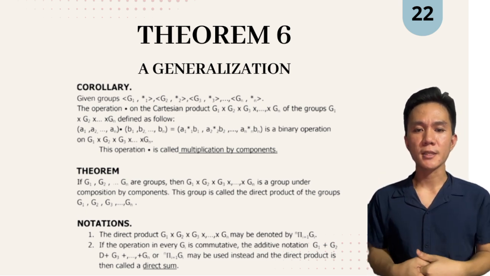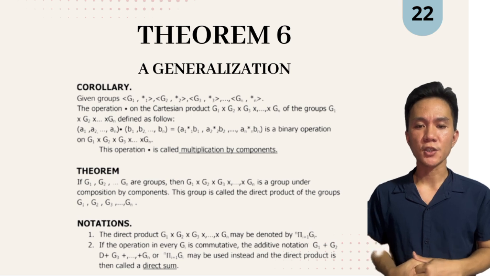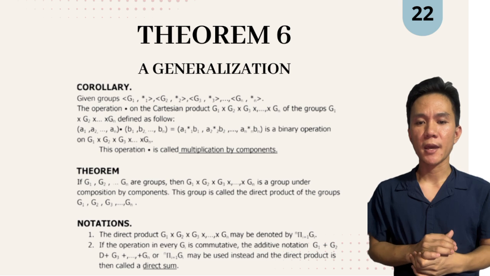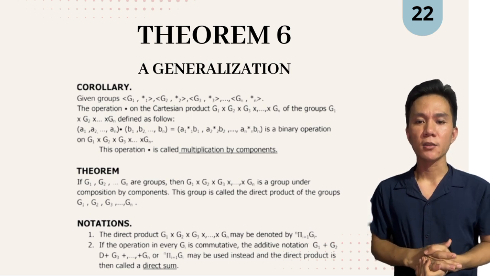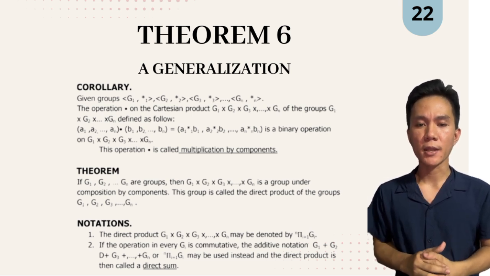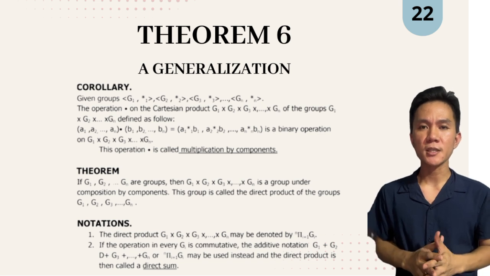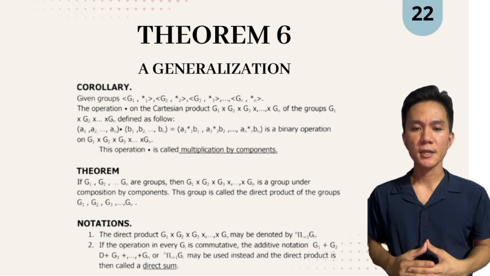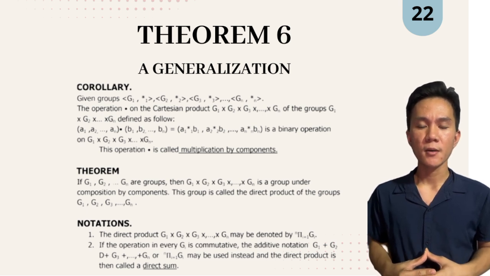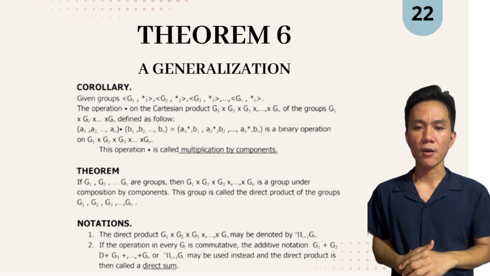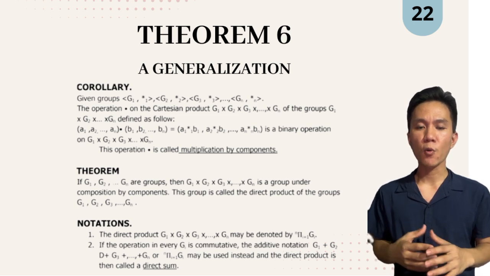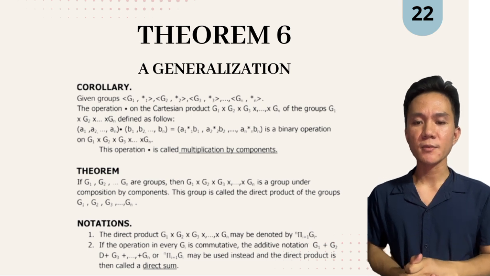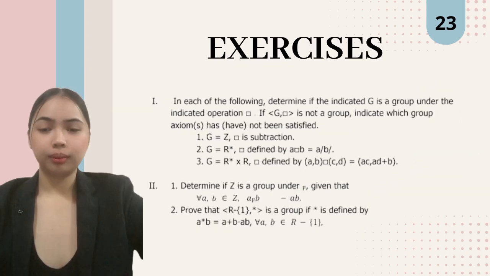So the last part is the notations. The direct product of G sub 1 times G sub 2 times G sub 3 and so on until G sub n may be denoted by the product notation. If the operation in every G is commutative, the additive notation of G sub 1 plus G sub 2 plus and so on until G sub n may be used instead, and the direct product is called the direct sum.